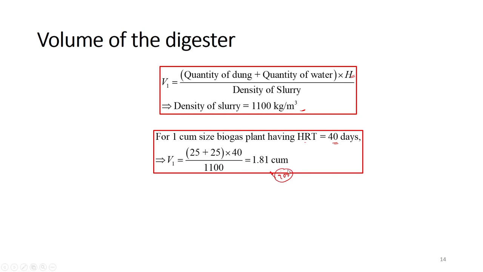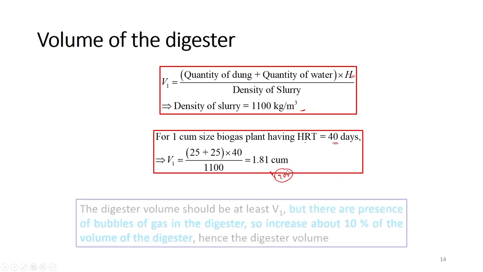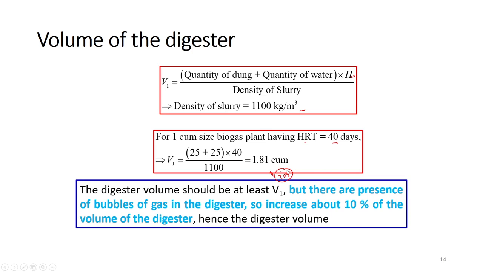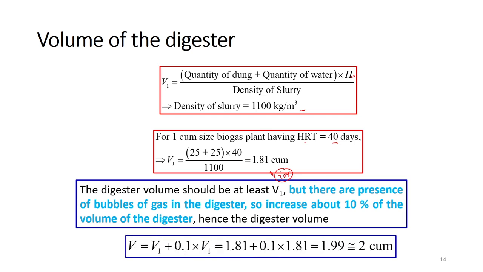of the total volume. So we also need to consider 10% volume because of the presence of gas bubbles in the digester. So the resultant volume will be V1 plus 0.1 times V1. So it will be about 2 cubic meters. That's how we calculate the volume of the digester. So now our concern is what our demand is. Based on the demand, we can size the biogas plant.